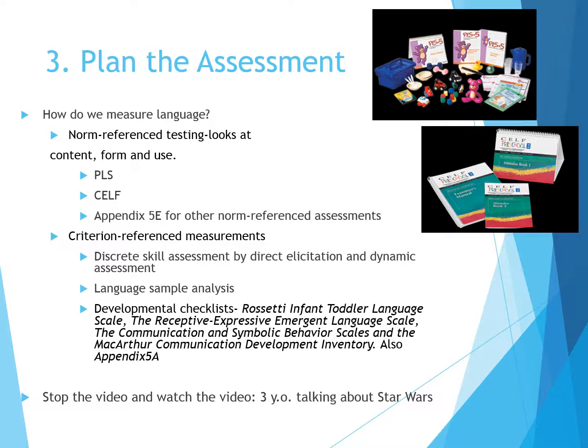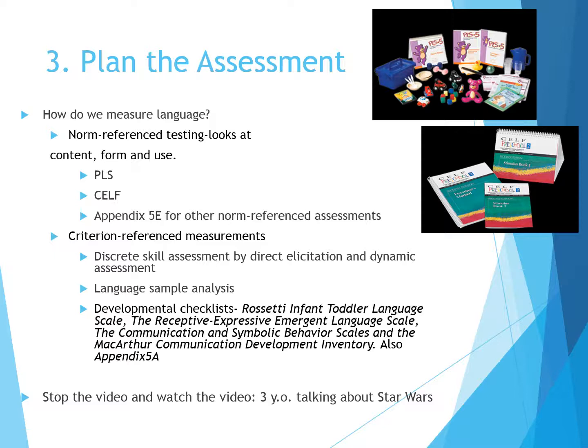The other criterion reference assessment at the preschool age are developmental checklists. These are published checklists, and the most common are the Rossetti Infant Toddler Language Scale, the Receptive Expressive Emergent Language Scale, or the REEL, the Communication and Symbolic Behavior Scales, so the CSBS, and the MacArthur Communication Development Inventory.